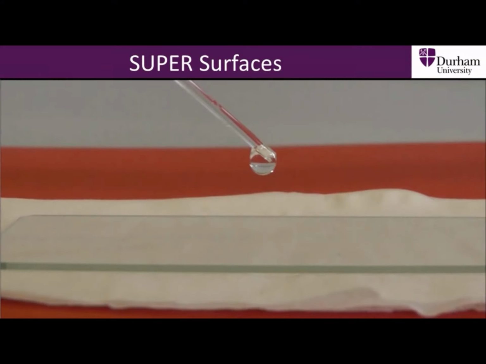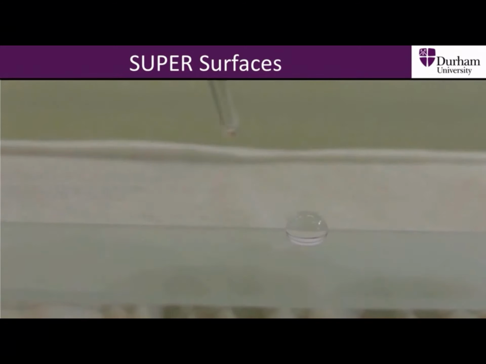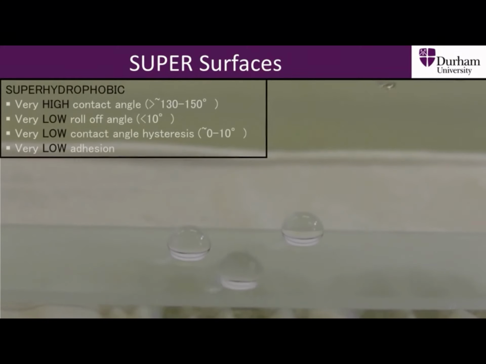In the extreme cases of wetting, we can introduce two new types of surface, the superhydrophilic and superhydrophobic surface. Rough surfaces, where contact angle is very low, less than around 5 to 10 degrees, which often cannot be measured because the amount of spreading is too great, are said to be superhydrophilic. In these cases, complete wetting is said to have occurred. At the other end of the spectrum, rough surfaces with very high contact angles, above 130 to 150 degrees, very low contact angle hysteresis and low roll-off angles are said to be superhydrophobic.